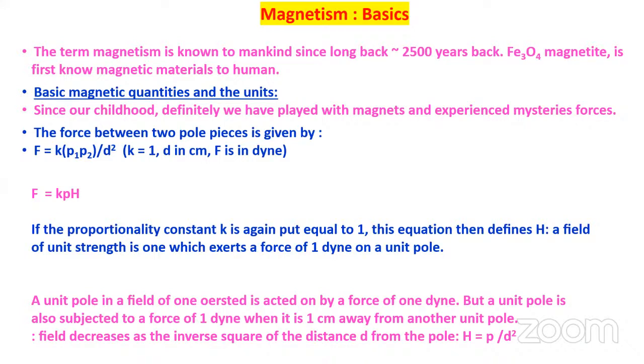This aspect of magnetism is a very old one, and it started more than 2,500 years back. For the first time, a rock, namely magnetite, was observed, which showed magnetic properties, indicating the existence of a mysterious force.